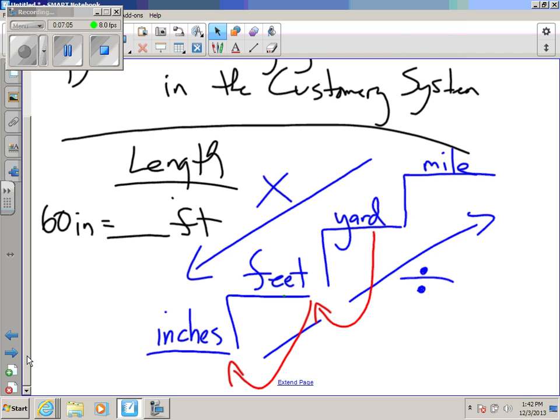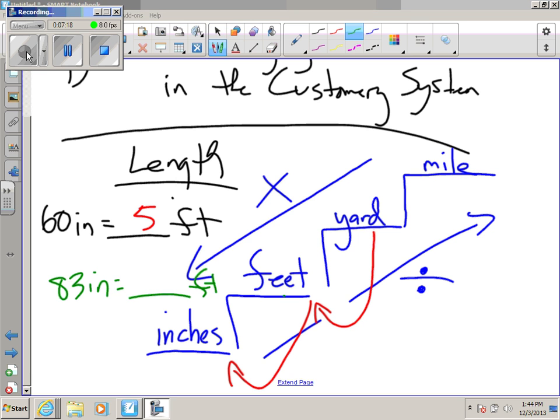60 inches equals how many feet? Let's do that. 83 divided by 12. 12 goes into 83, you say 6 times is 72, right?